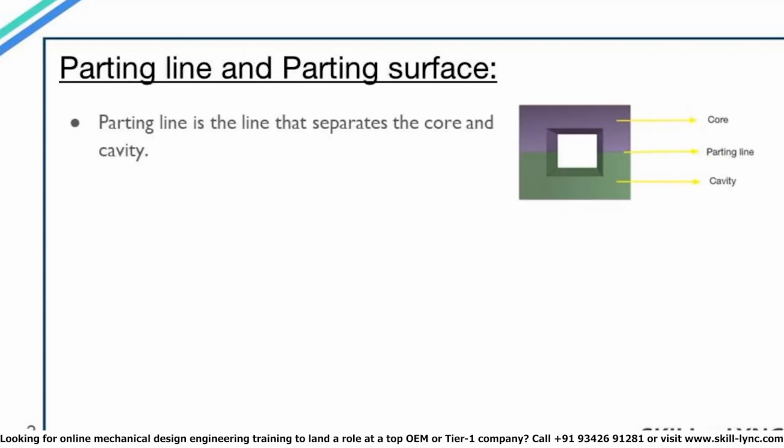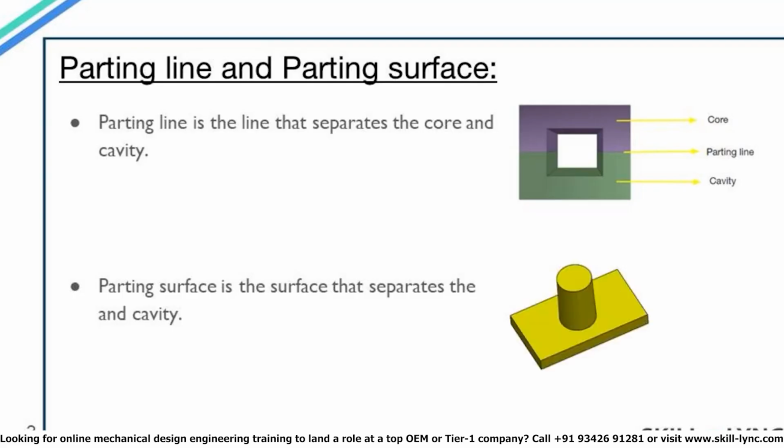So first, we will start by understanding what a parting surface is. In the second session, I had given you a brief explanation of what a parting line is. I had mentioned that the parting line is the line that splits the mold into two parts, that is the core and the cavity. The concept of parting surface is the same as that of parting line. The parting surface is the surface that splits the mold block into two parts, the core and the cavity.